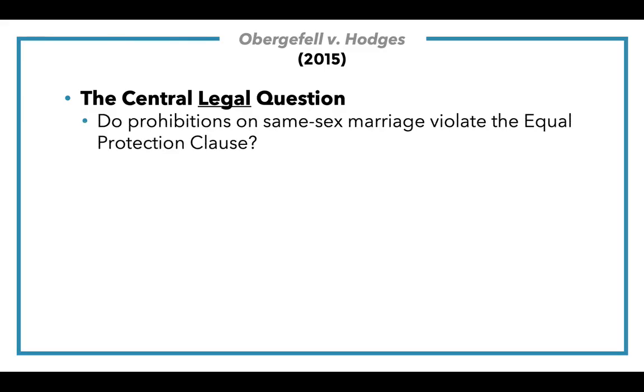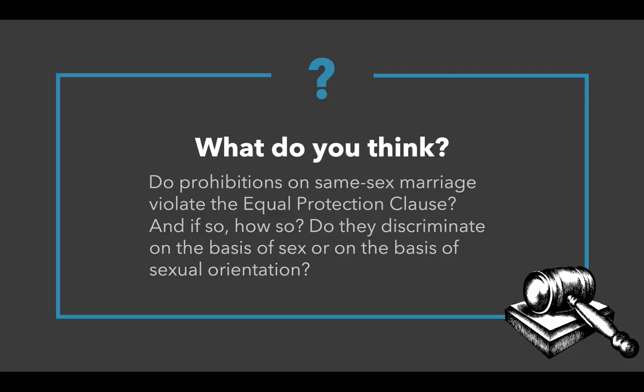And the central legal question in that case is this: do prohibitions on same-sex marriage violate the Equal Protection Clause? Right? Should we invalidate those laws in the same way, maybe for the same sorts of reasons, that we invalidated laws against interracial marriage? That's the question that I want you to be thinking about. Maybe this is going to depend on how you read the Constitution, right? This goes back to our debate over originalism, living constitutionalism, natural law theory, legal positivism, which might influence your view on this.